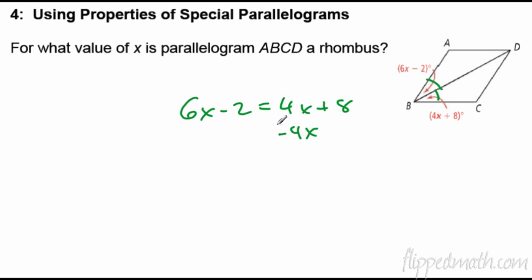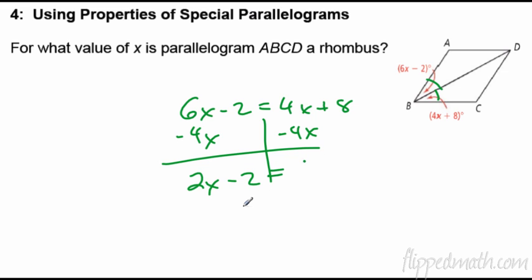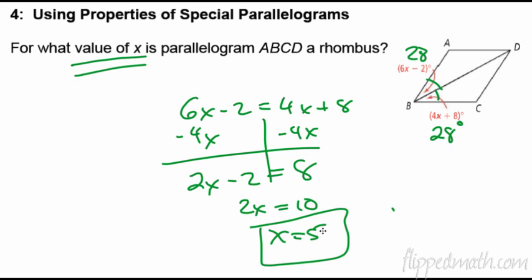So we subtract 4x from each side. Algebra is easy, especially for you flip people. We know algebra is easy. You get 2x equals 10 and then x will equal 5. All right. And if you plug in x to each one of the angles, you get 28 and 28.